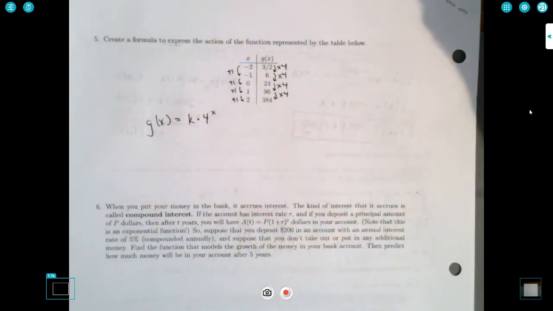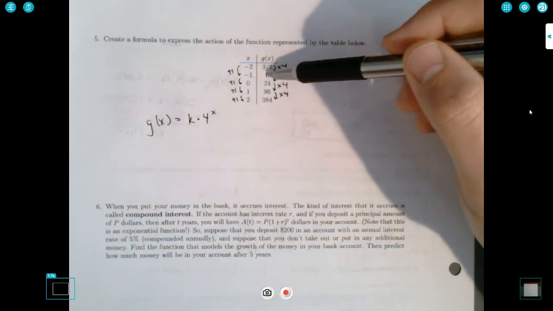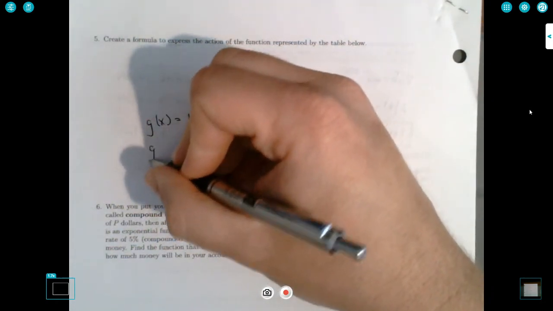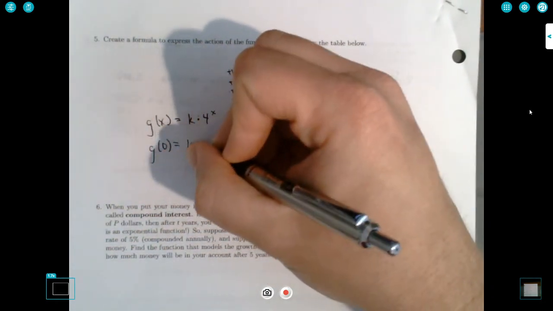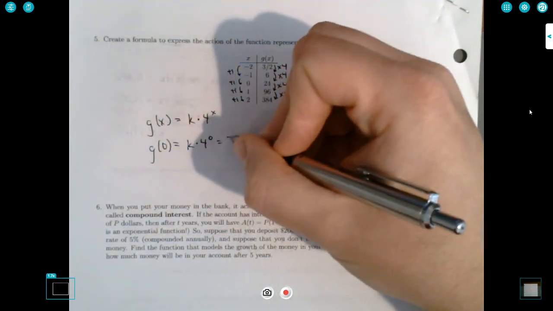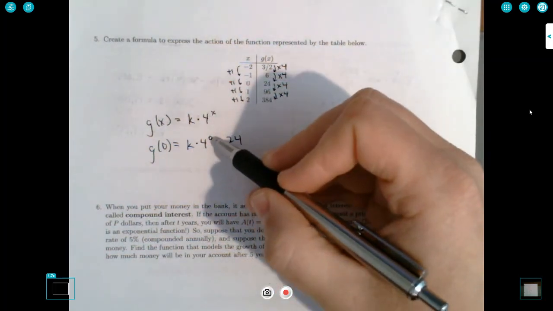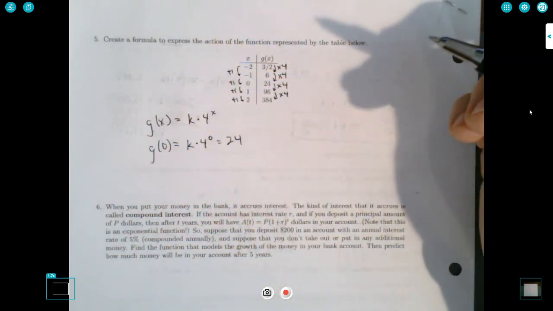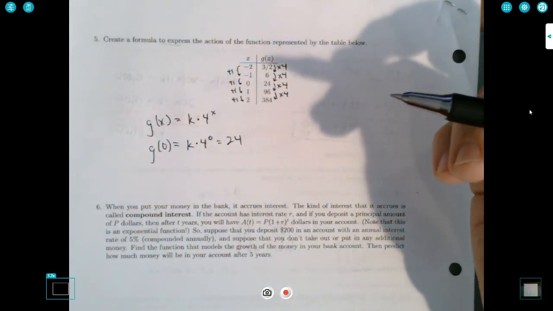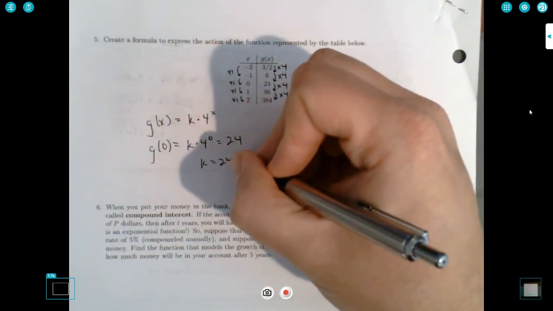In order to solve for k, I can plug in one of these things. I'm going to plug in 0 again, because I think it'll be helpful for us to notice a pattern there. If I plug in 0, then the output should be 24. Well, if you plug in 4 to the 0 into your calculator, you're going to notice that that's 1. Anything to the 0 power is 1. And then k times 1 is just going to be k. So we know that k is 24.